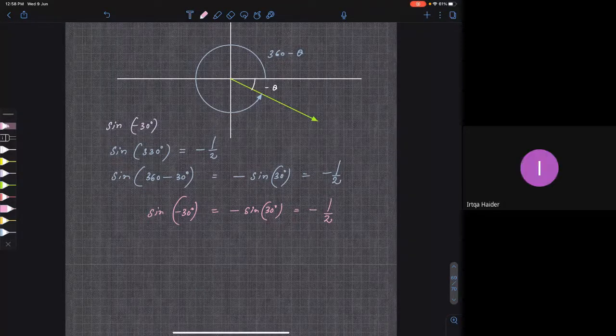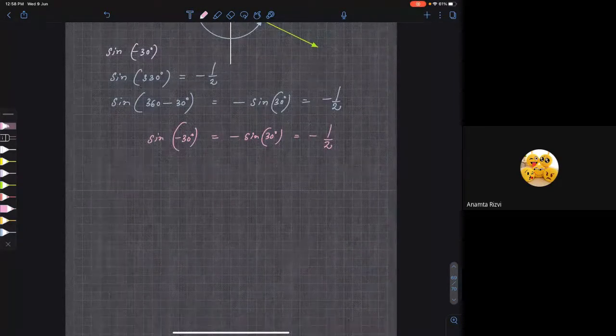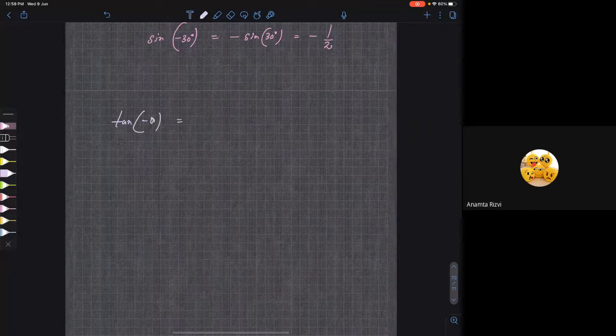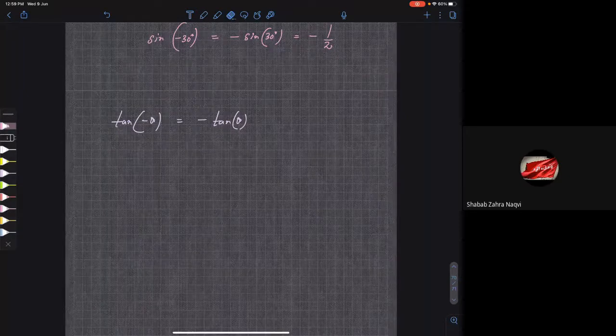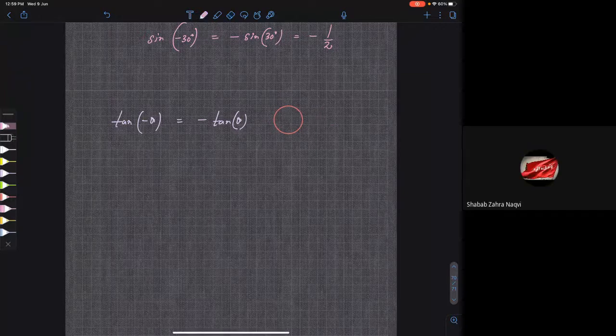Okay, let me explain using some other thing. Tan of minus theta is also equal to minus tan theta. Clear? Again, the reason is the fourth quadrant. In the fourth quadrant, tan is negative. You are getting my point?